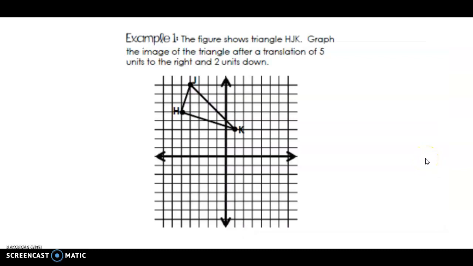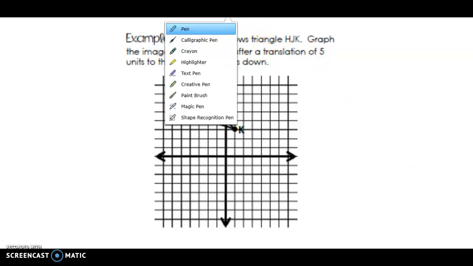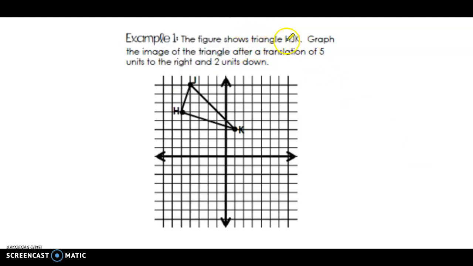So this is our very first image we're going to slide. It calls the image a triangle because it is, and it is called HJK. It wants us to slide it 5 units to the right and then 2 units down. And you can't just say, okay, 5 to the right, 2 down, I think it's like right here, and just guess. That's not very 8th gradish at all. So we are going to learn how to do it in a way that is going to give us an exact answer, and that is doing 1 point at a time.